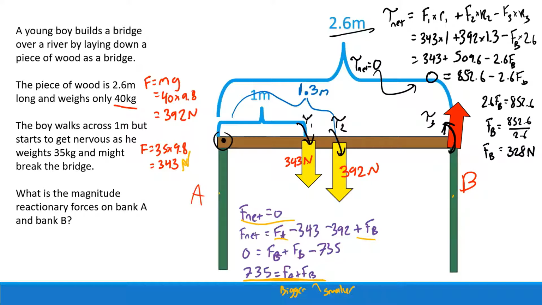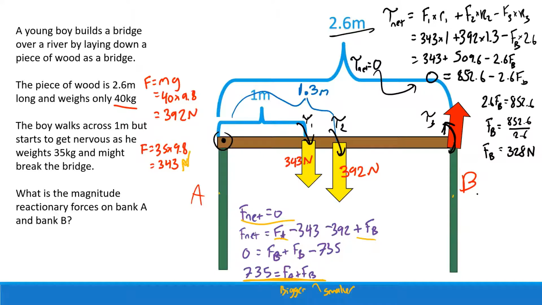Now, someone might say to me, sir, why did you choose that left point? And the answer is, you know what? You could actually repeat this process for that right point and do it from the right going left. And we could actually do that right now to calculate FA. But there's an easier way to work out FA.